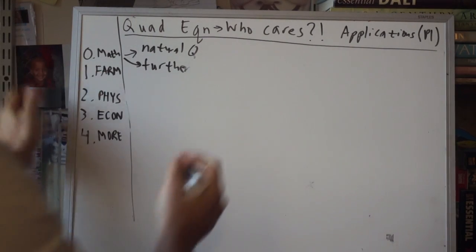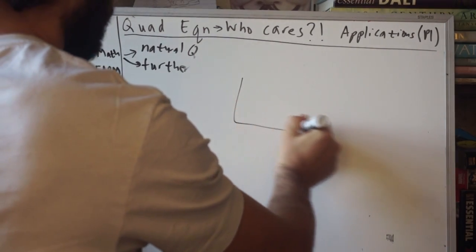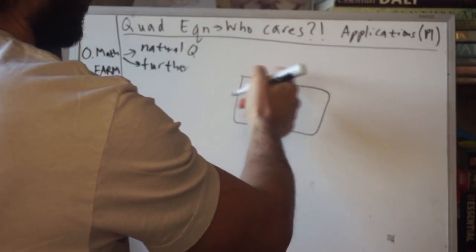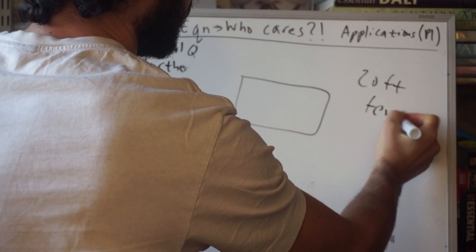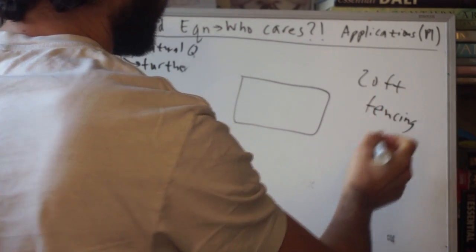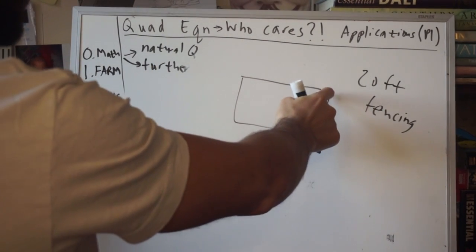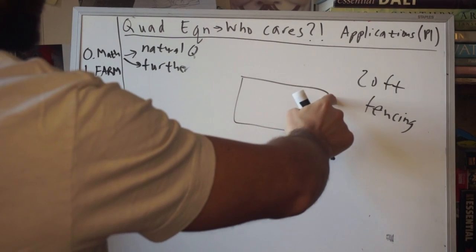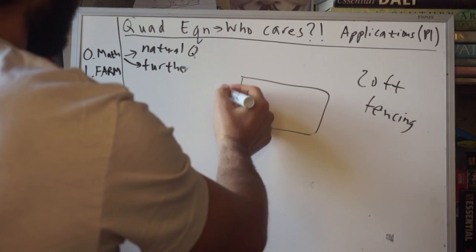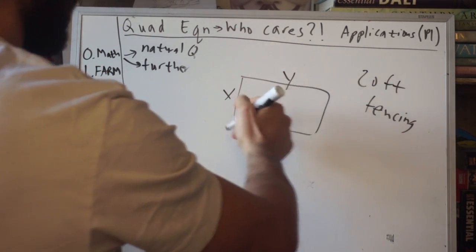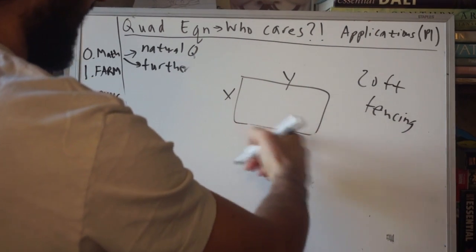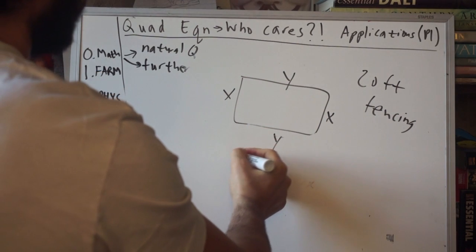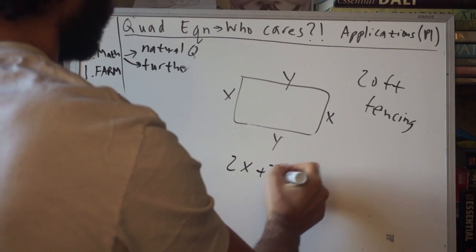Let's say you're a farmer. So you have a plot of land, and let's say you have 20 feet of fencing. Okay. So that means, let's say from here to here, that has to be 20 feet. So if we call this side x and this side y, or you could call it length and width, whatever, this is also a y, this is a rectangular field. Then we have 2x plus 2y has to be 20.